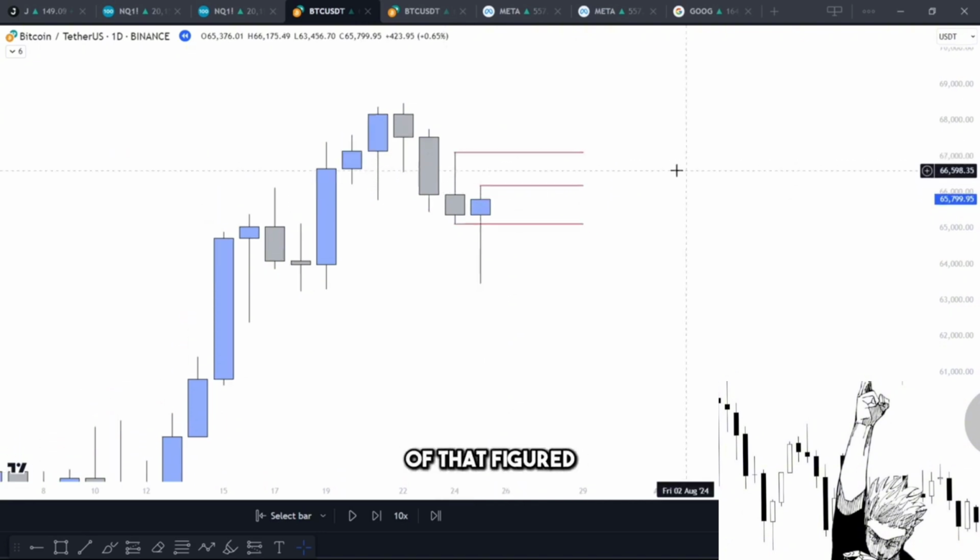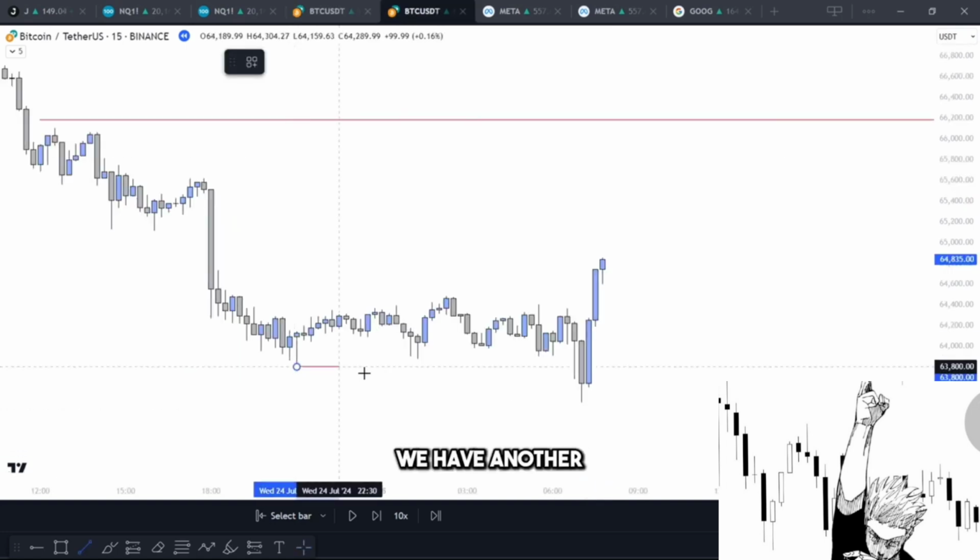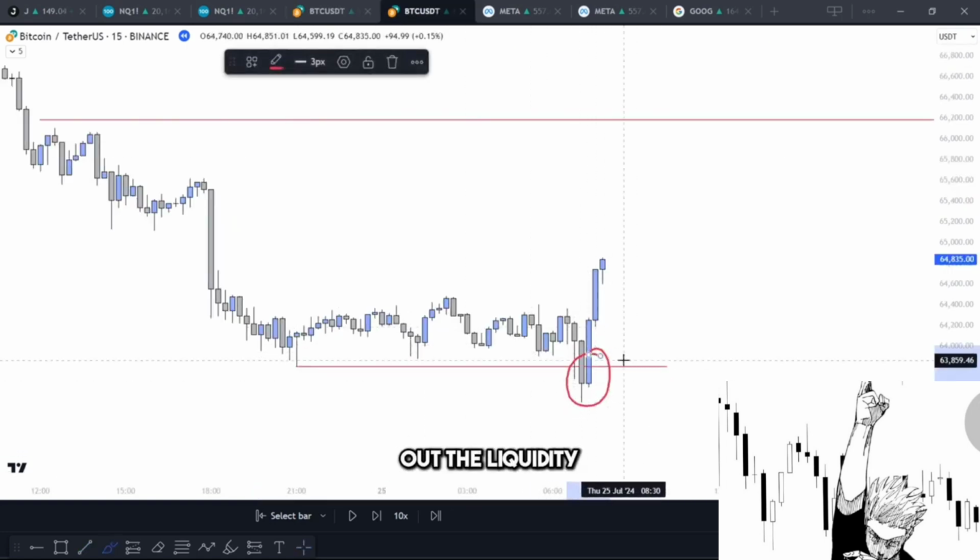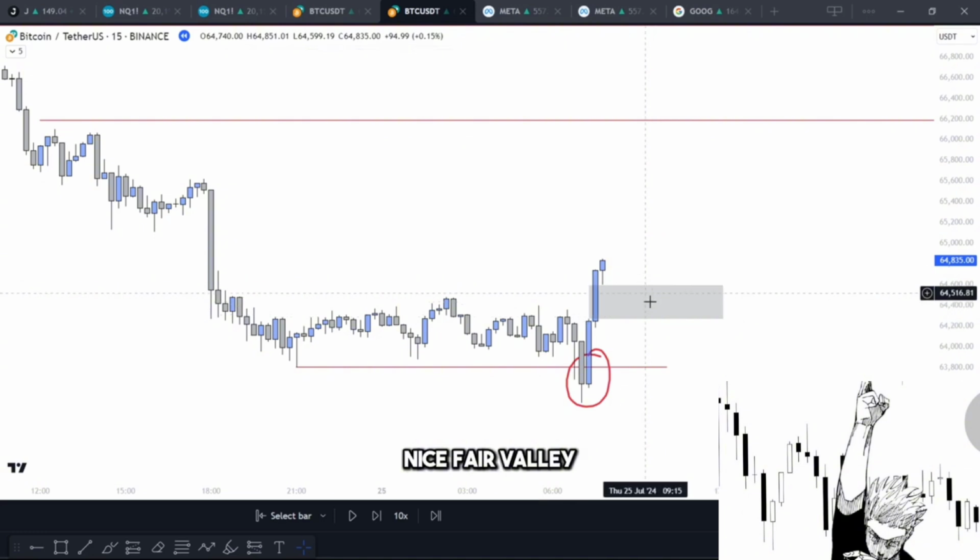So now that we've got all of that figured out, let's drop down to a lower time frame and look for a trade. So right here we have another perfect setup where price takes out the liquidity, and we also get a very nice fair value gap to take our entry.